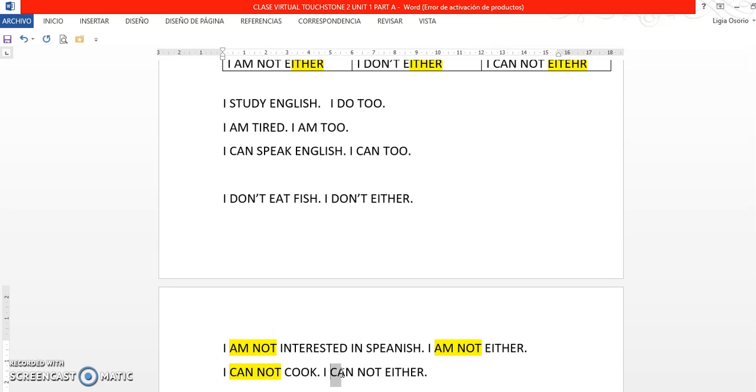Okay? So, remember, if you are using the pattern cannot in the first sentence, it is the same pattern that you are going to use in the response, okay? For example, such as this one. If you are using I cannot cook, I cannot either. I am not interested in Spanish, I'm not either. For example here, I don't eat fish. The same pattern is repeated in your response. I don't either, right? Do you see it?